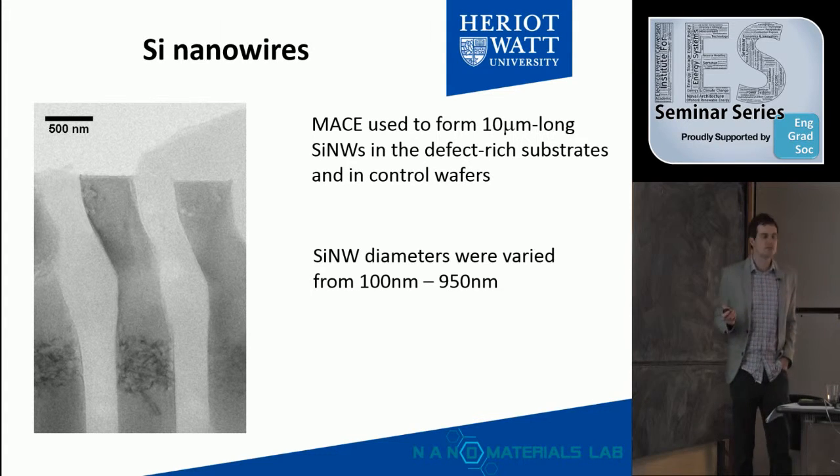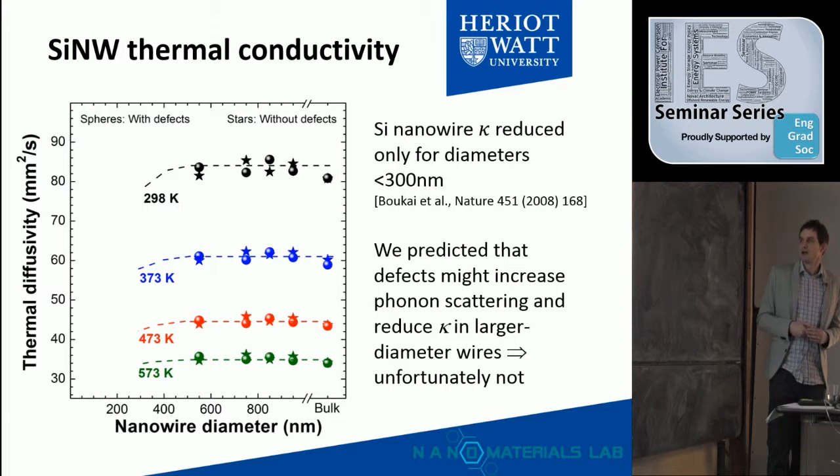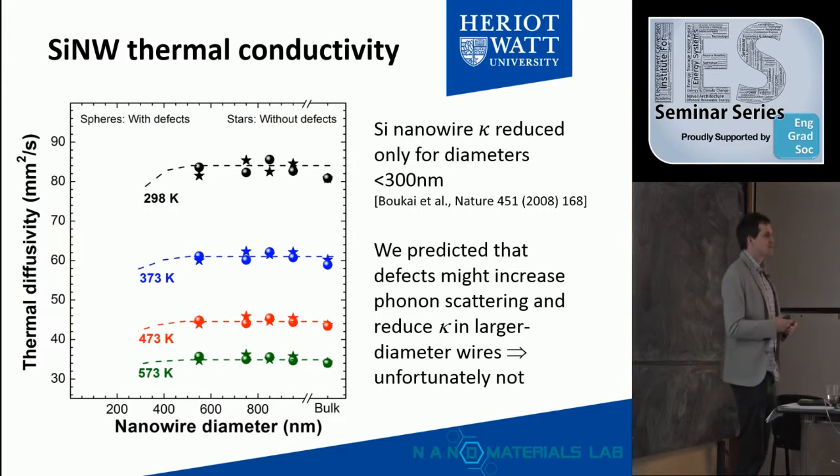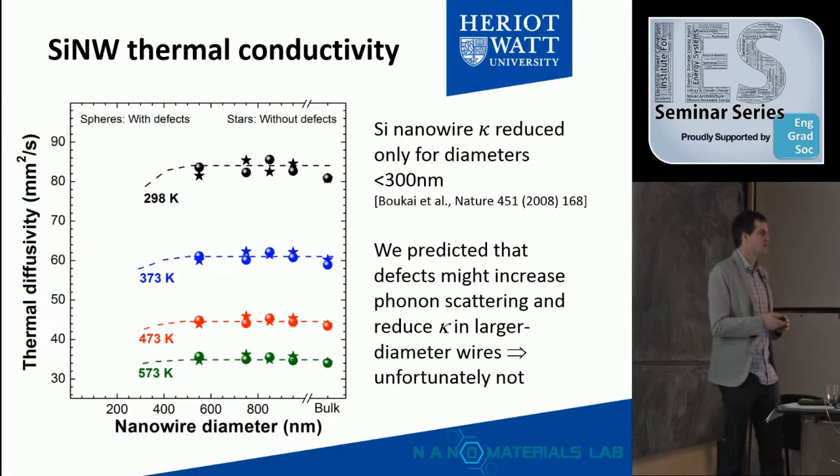We've used a range of wires, and we've made them 10 micrometers in length, and done a range of different diameters, between about 100 and about 1,000 nanometers. And we looked at the thermal properties of these, because we were interested if these defects would act as a kind of bottleneck within the wires for the phonons to reduce the thermal conductivity. We thought that might be possible, but actually it didn't really pan out that way.